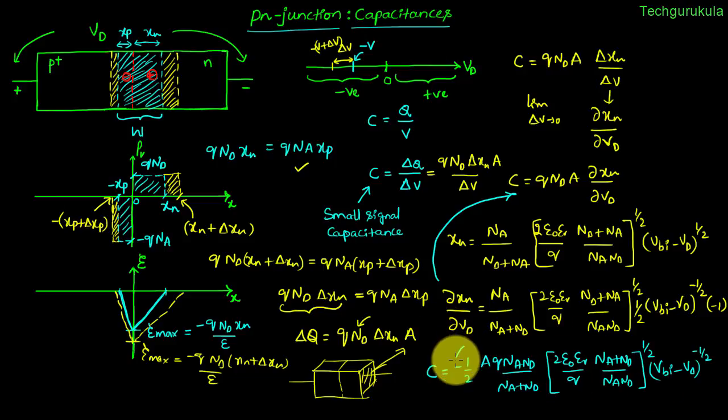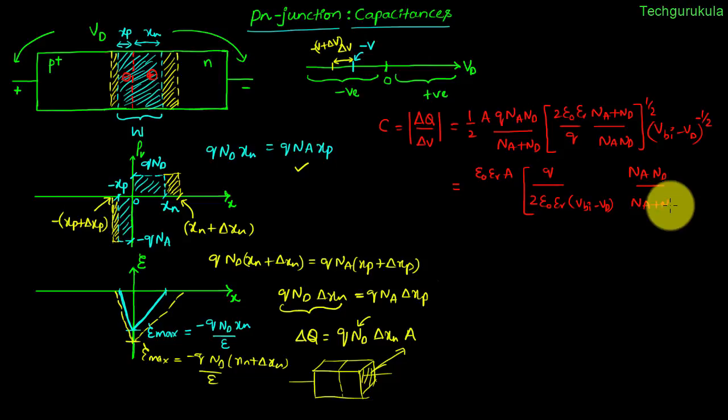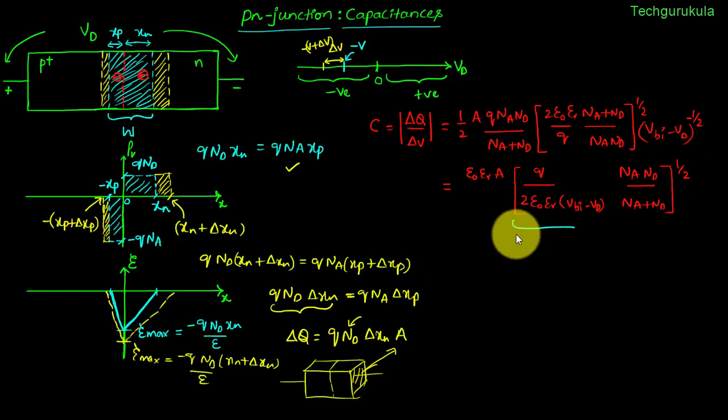But it is surprising to see that we get a minus sign. But in fact, the capacitance definition is the amount of change of charge stored per the change of voltage applied. We're talking about just the quantities, so we really don't care about the minus sign. So we should be taking a magnitude here. We can rewrite this expression as epsilon naught epsilon r times A times Q over 2 epsilon naught epsilon r times Vbi minus Vd times Na Nd over Na plus Nd, whole power half. And this quantity, which we know is 1 over the depletion width W at the applied potential Vd.